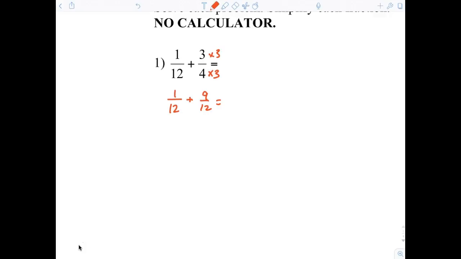And so now, what's 1/12 plus 9/12, guys? 10/12. And then, of course, we reduce it to what? 5/6. Is everybody okay with that?